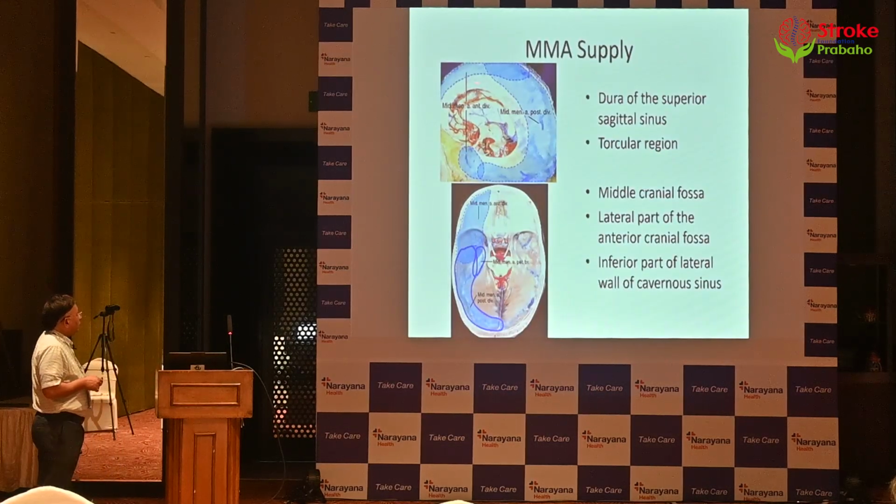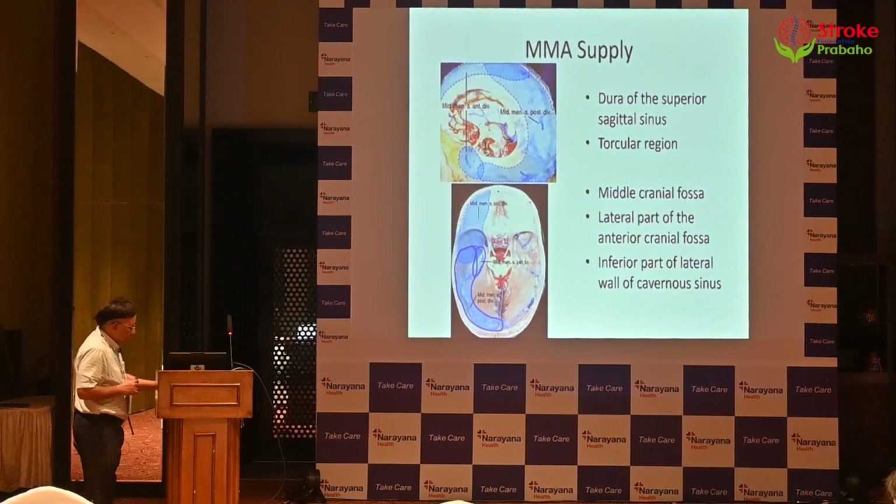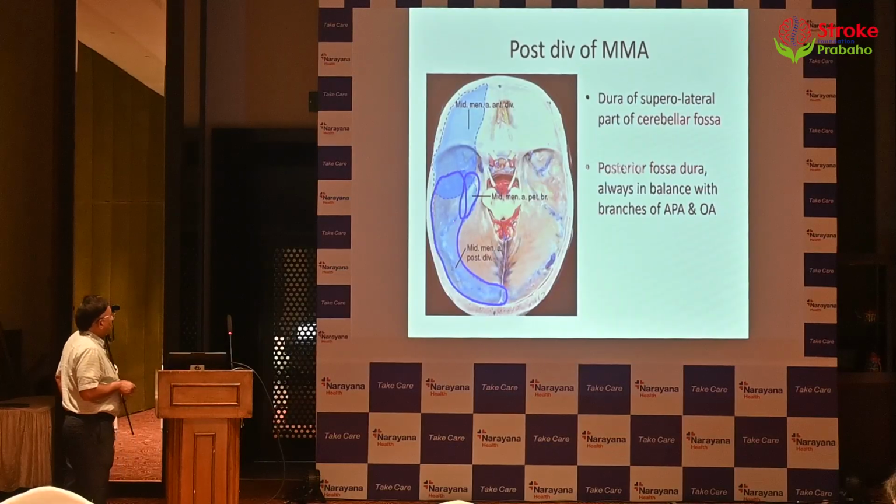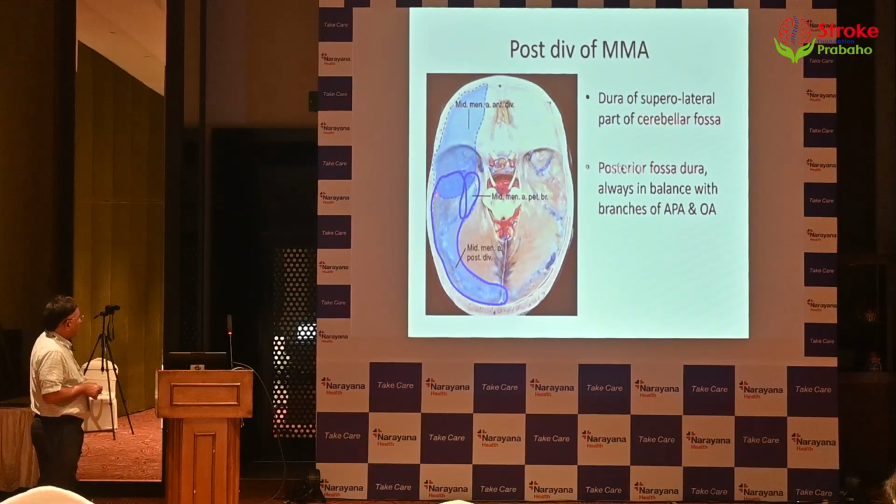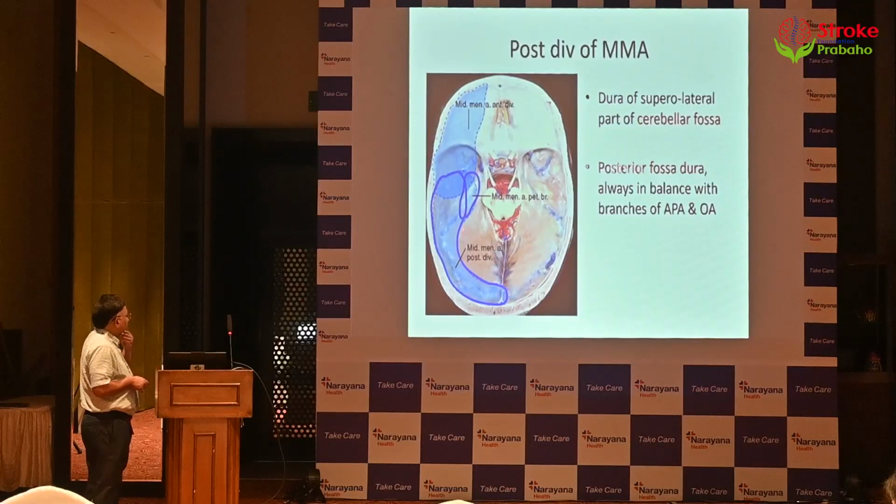Even the dura mater of the sagittal sinus is supplied by the middle meningeal artery. The trochlea is supplied by the middle meningeal artery. Then it mainly supplies the middle cranial fossa, but it also supplies the lateral part of the anterior cranial fossa and the inferior part of the lateral part of the cavernous sinus. It also supplies dura of the cerebellar fossa. And this posterior fossa dura is shared with the ascending pharyngeal artery and occipital artery. So this is the large dural supply of the middle meningeal artery.